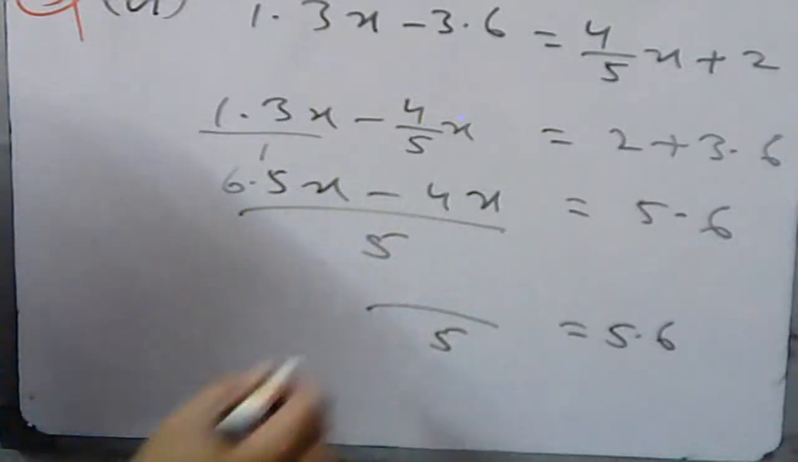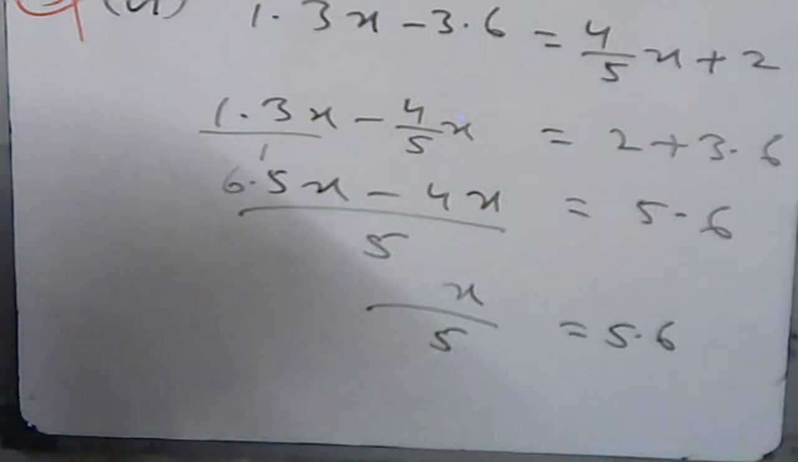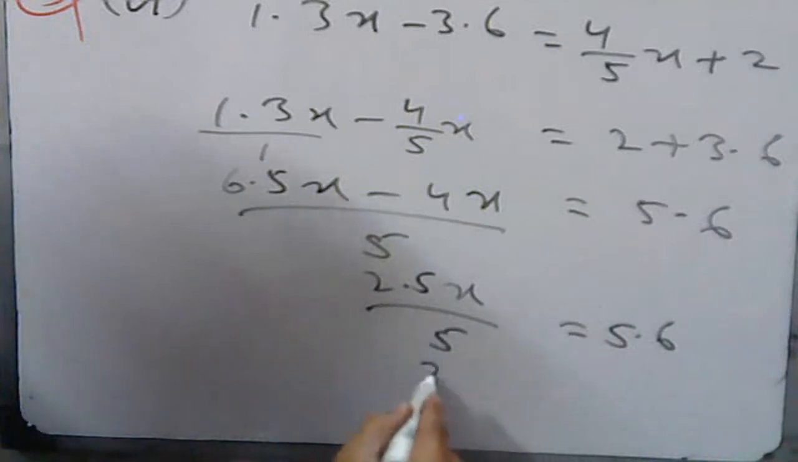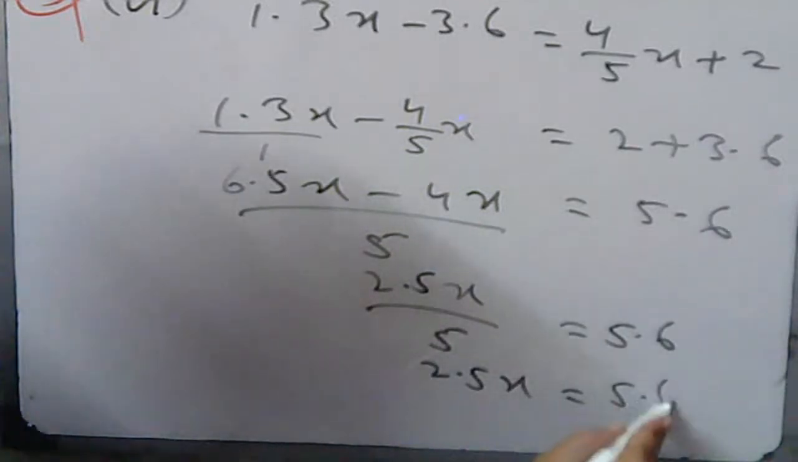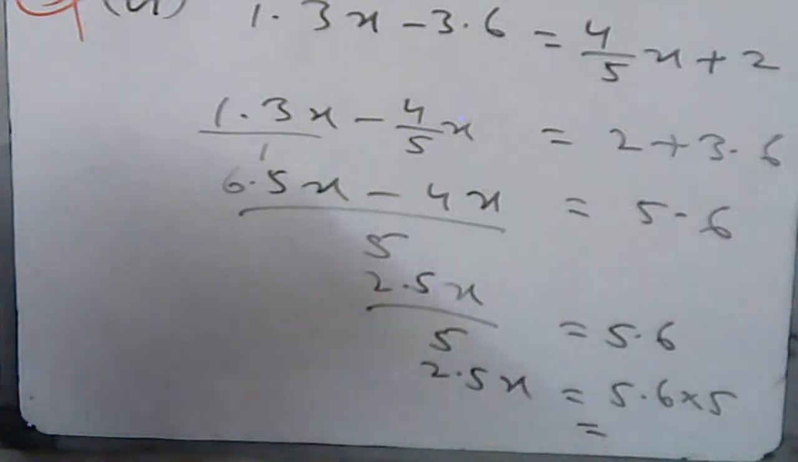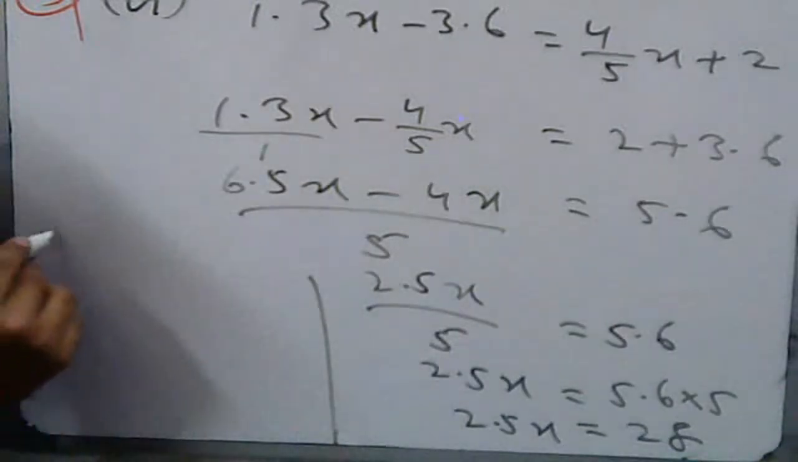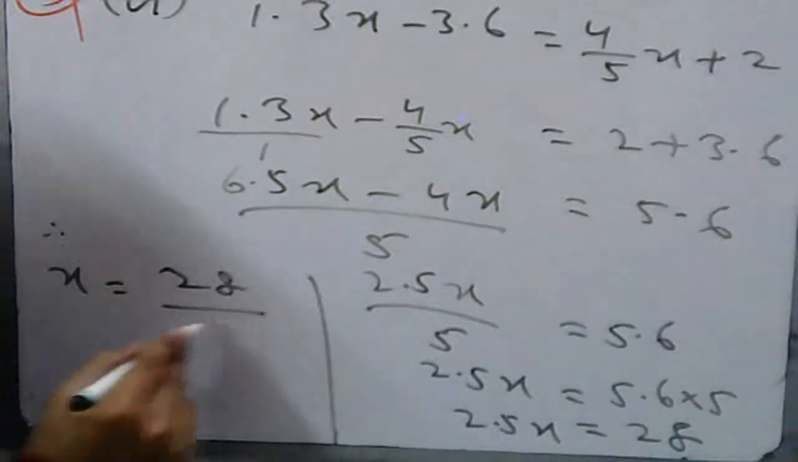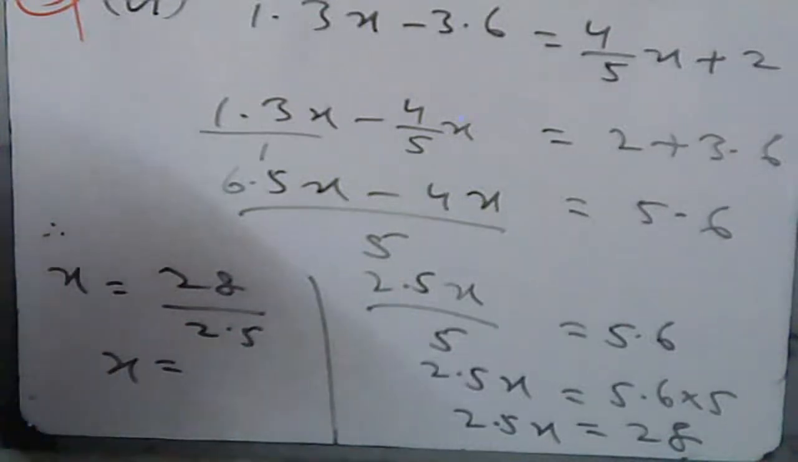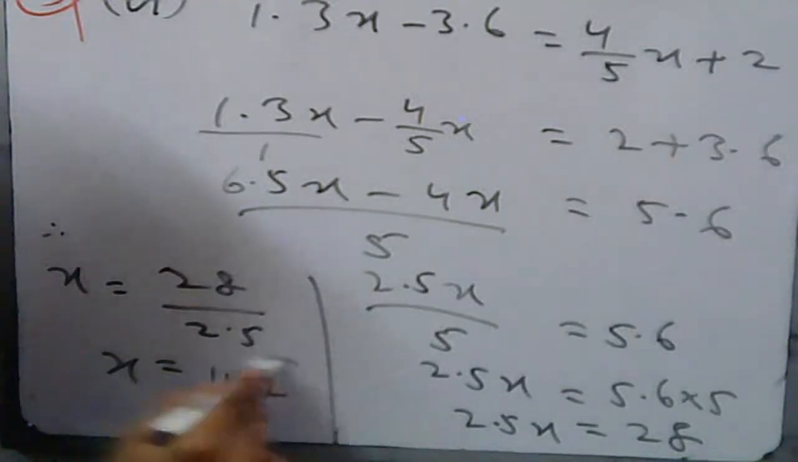Then 6.5 minus 4, you will get 2.5, so write 2.5x here. By cross multiplication, 2.5x is equal to 5.6 multiplied by 5, you will get 28. So 2.5x is equal to 28. We need the value of x, therefore x is 28 divided by 2.5, you will get 11.2. 11.2 is your required result.